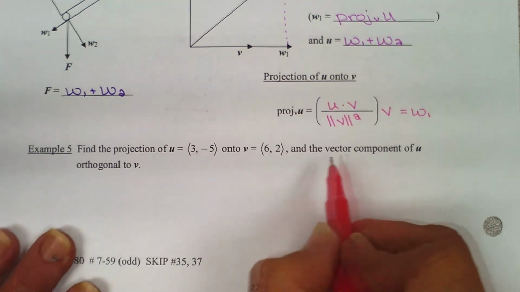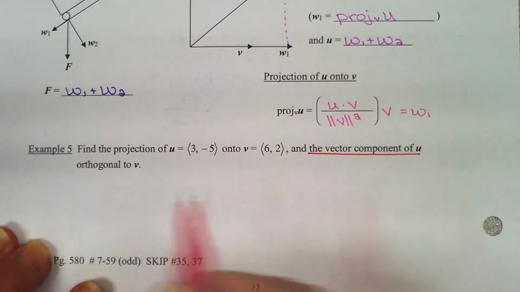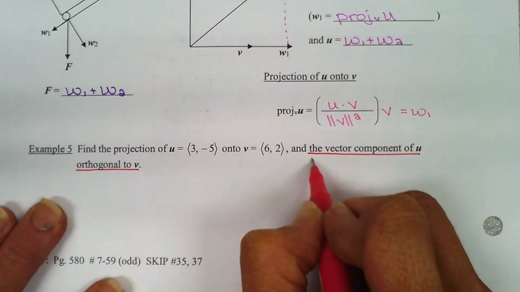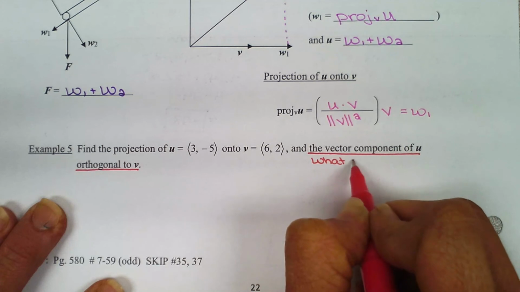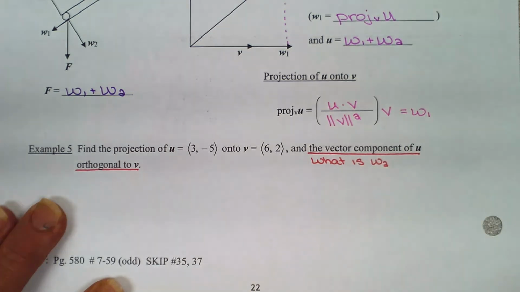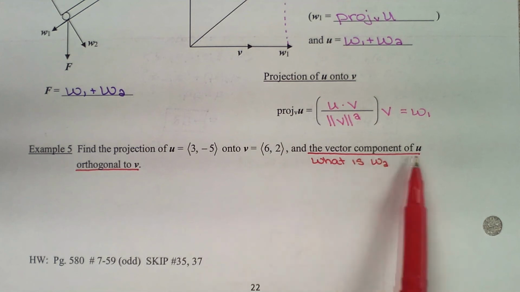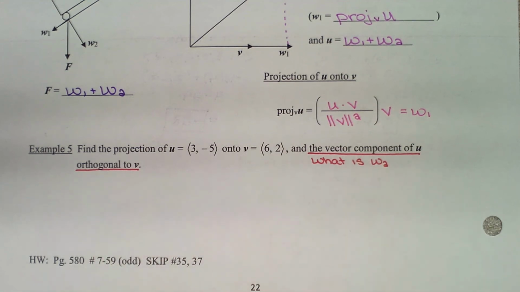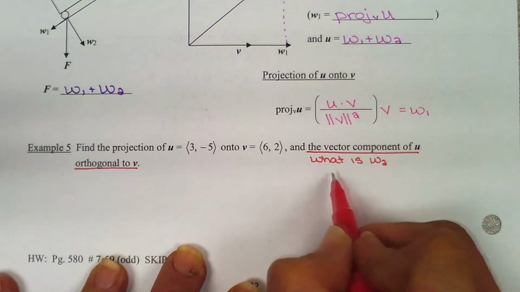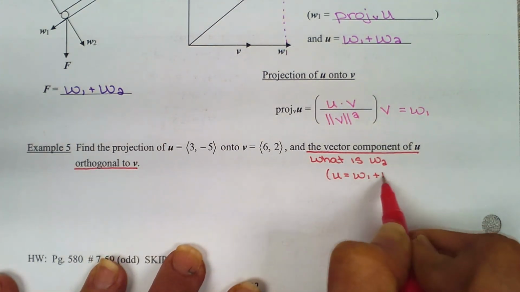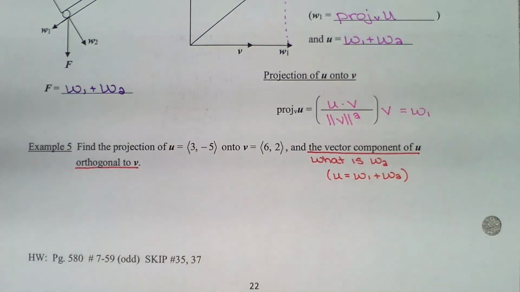What that is asking us to find, the vector component of U orthogonal to V, is our W2 vector. They're not going to just straight up say in these problems what does W2 equal, but you have to know from here on out, on tests and things like that, that anytime it says the vector component of U orthogonal to V, they're looking for W2. With this, remember that U was made up of W1 plus W2. We'll come back to that in a second.